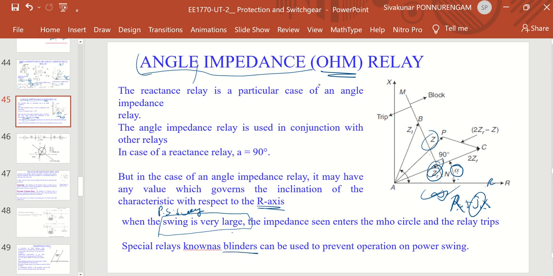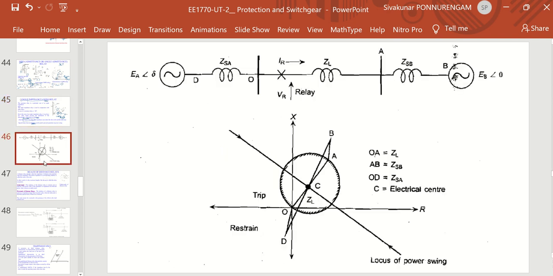Blinders. So this is that part. A special relay known as blinders can be used to prevent the operation during swing. So what do blinders do? They control this alpha. So this is the RX diagram of the relay characteristics. This is the trip zone, and this is the retain zone we are going to obtain.